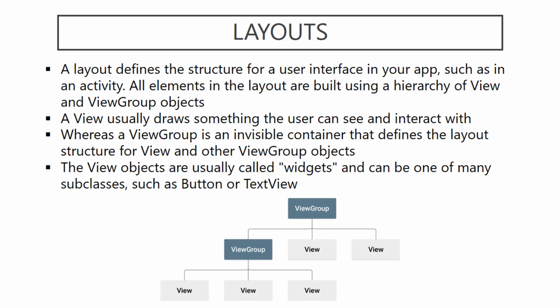The view group, on the other hand, is an invisible container that defines the layout structure for that particular view or other view group objects. So now you can embed or place multiple views into an invisible container or a box. The view objects are typically called widgets, and that can be one of many subclasses such as button or text view. So here you can see the hierarchy of a view group that can contain another view group, and then of course can have nested views as well.